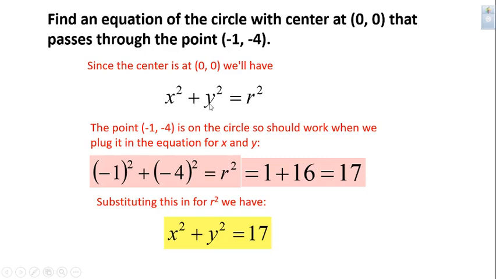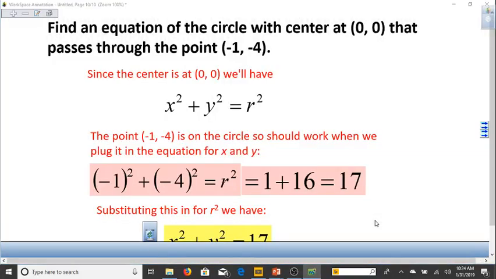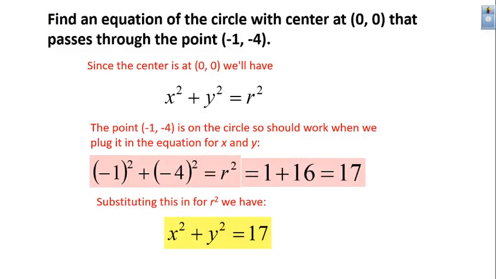Remember that x and y are variables, and when we substituted negative 1 and negative 4, we only substituted one instance of one point that is on this circle. R, on the other hand, is a constant. It's a radius. It never changes for the circle. So once we find that constant, we're good. By the way, the radius is not 17 here. The radius is the square root of 17. R squared is 17. That means R is the square root of 17.